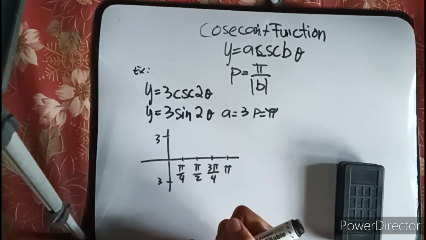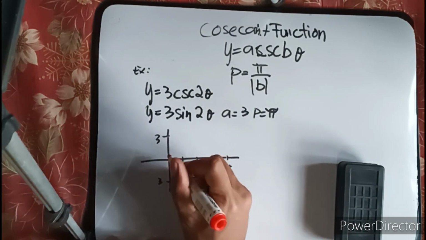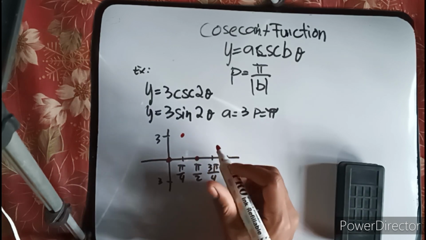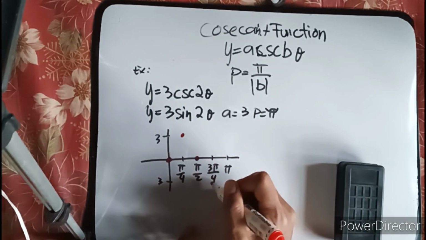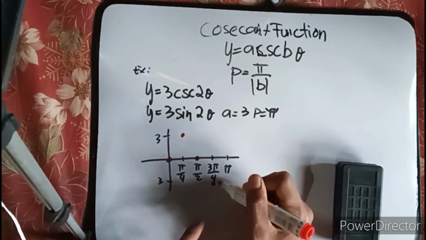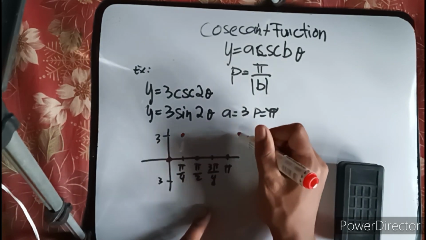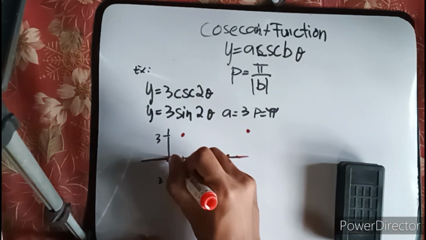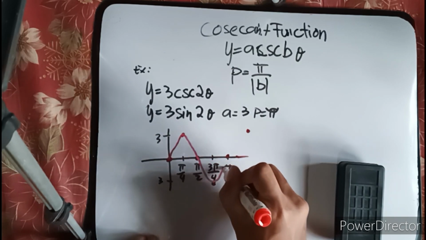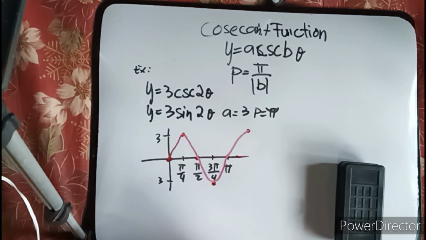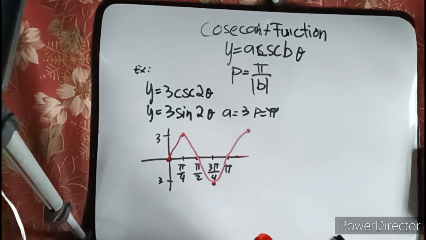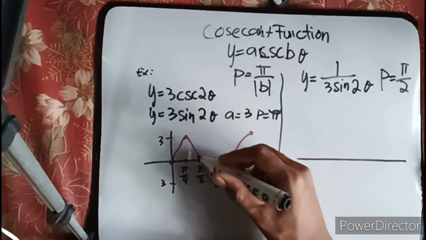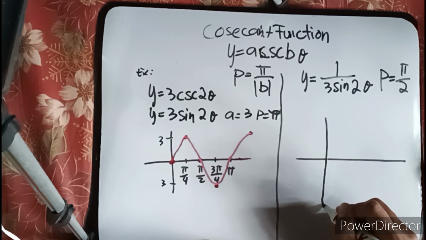To graph a sine function, it starts at the origin, rises up to the maximum, back to the middle point, goes to the minimum point, back to the center point, and up to the next one. So all we need to do is connect those dots. That's the sine function.